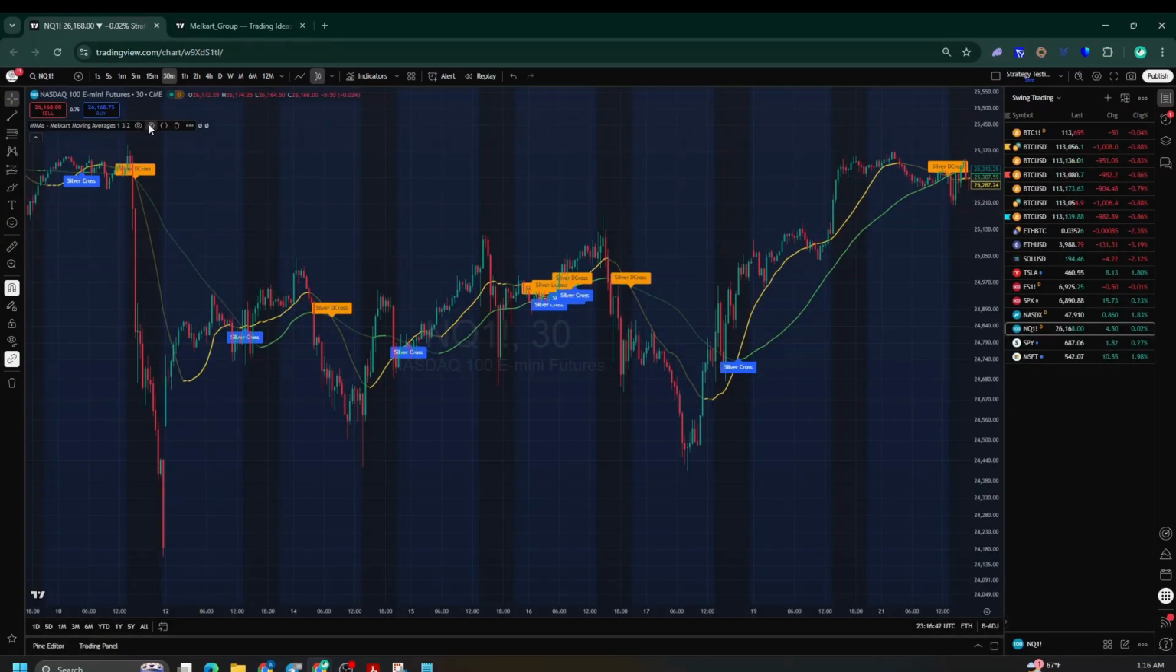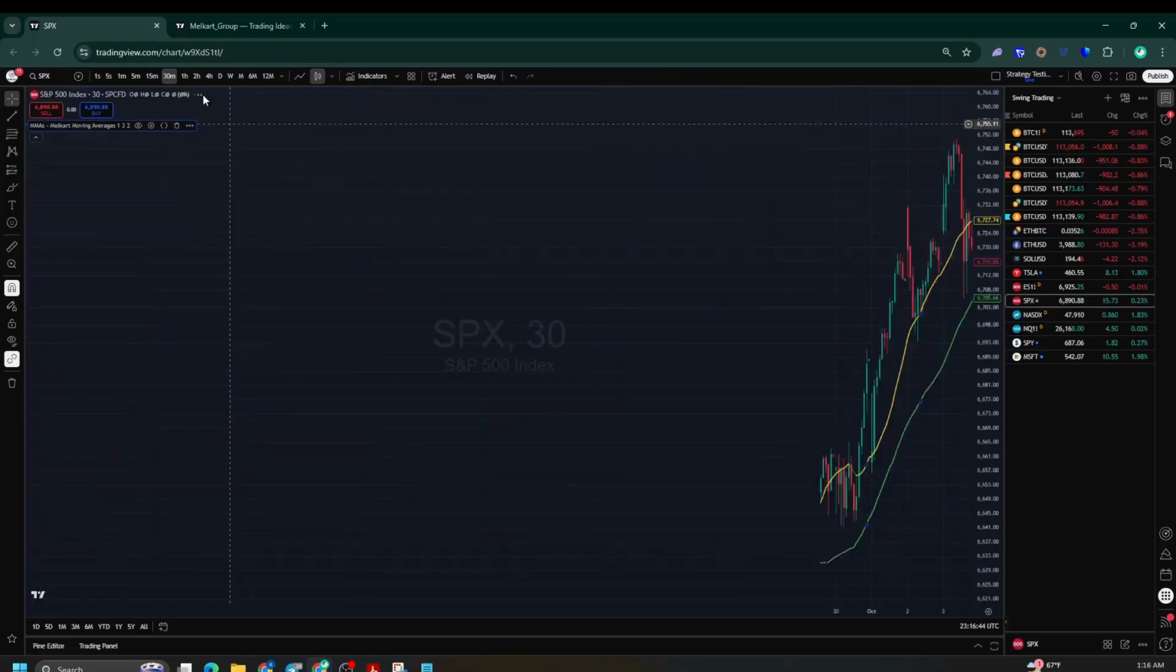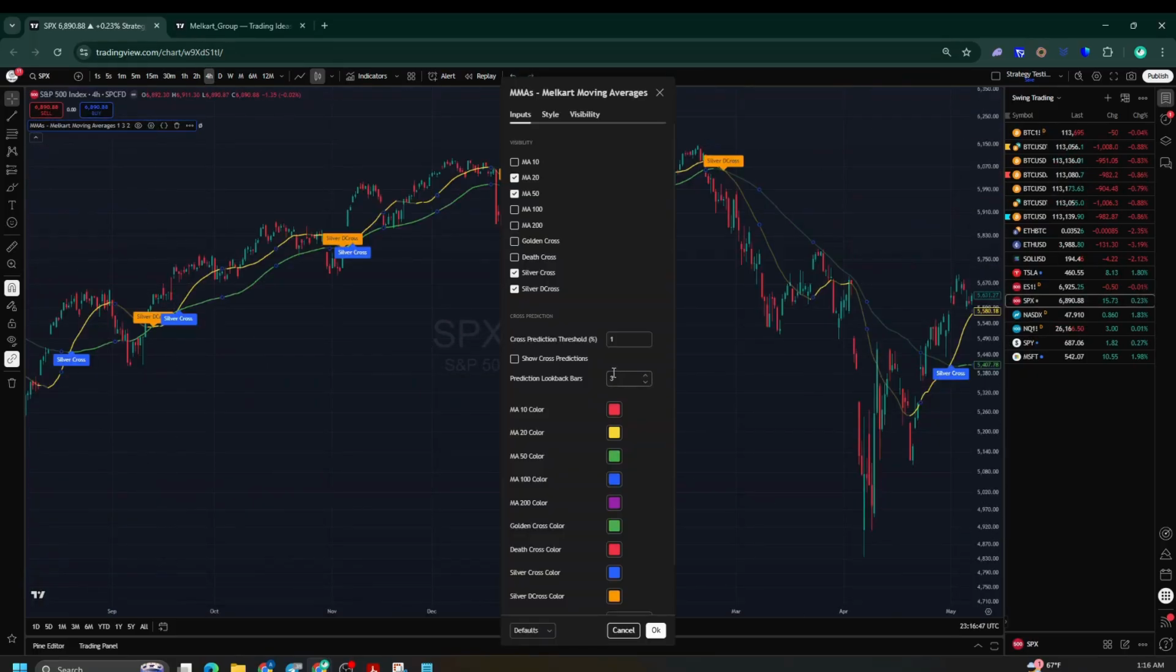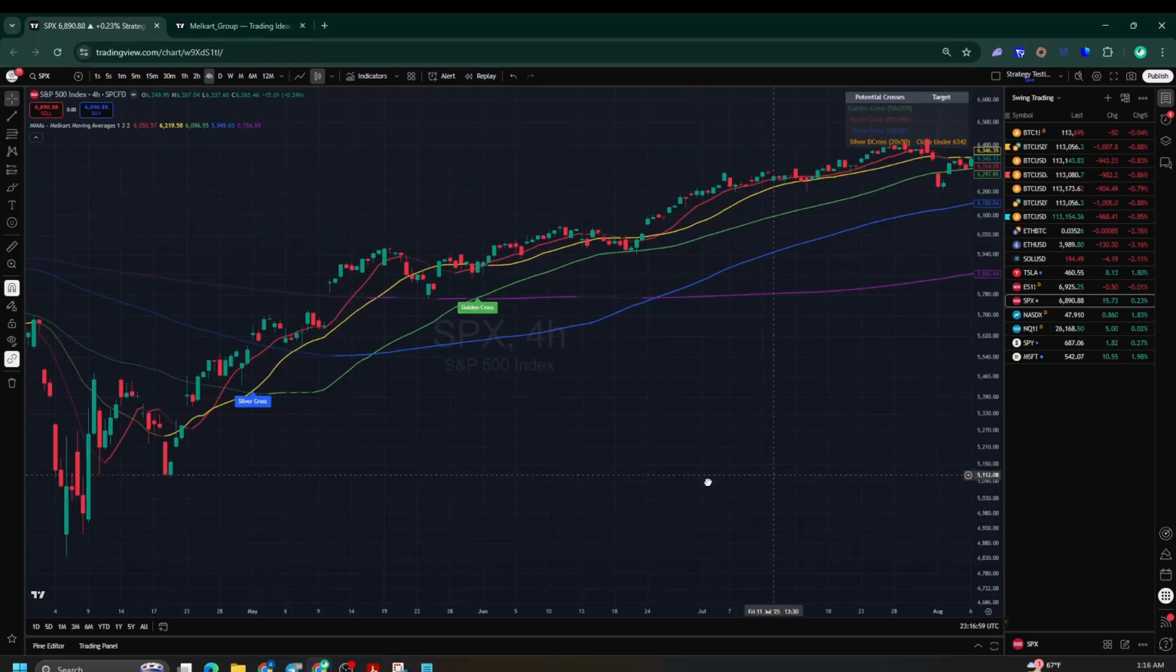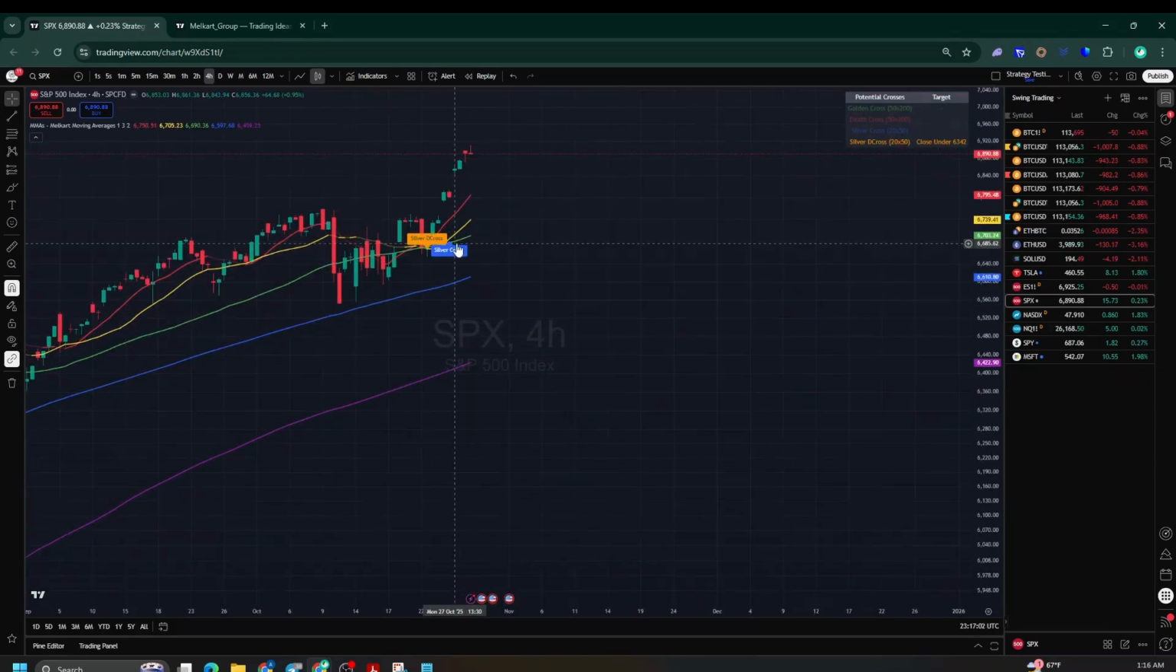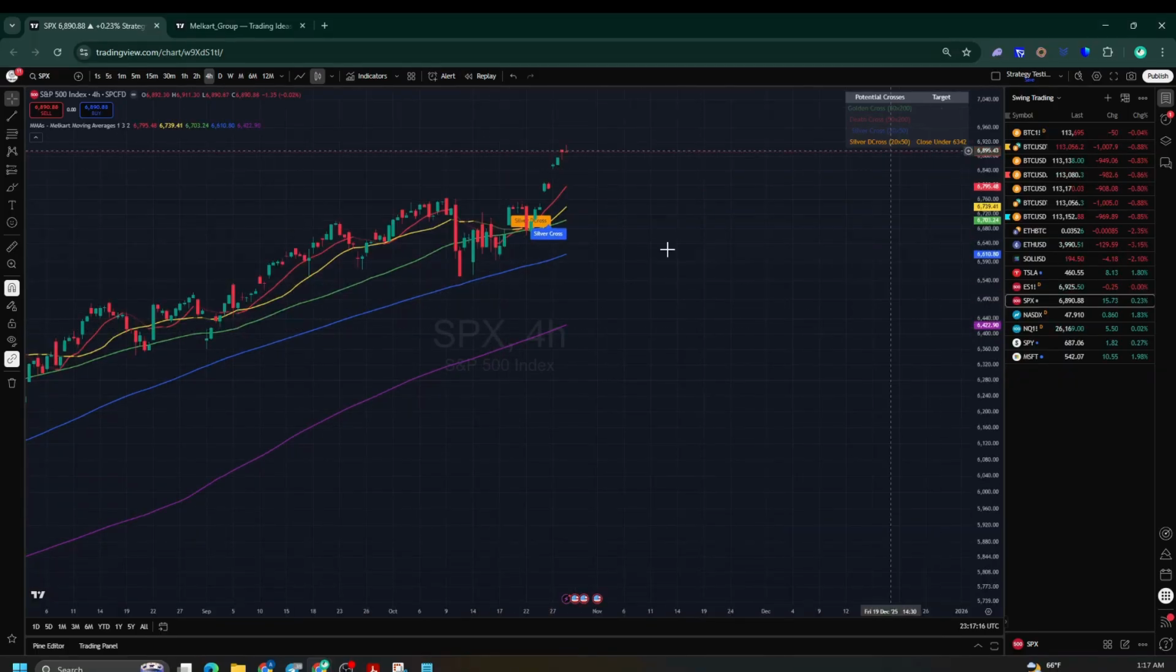So let's look at the settings. So we go to settings. We can put the death cross, golden cross, same things, and we look at the prediction. This will predict a cross before it happens. So for example, for the silver death cross to happen, it can't happen easily because they are very far away from each other. So this needs to close under here for this to cross on the 4 hours, which almost won't happen easily. So that's why the number is very far.